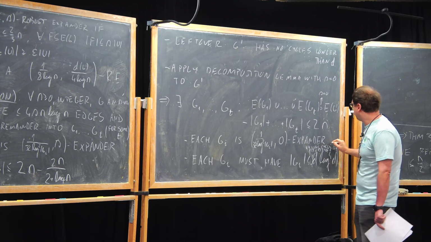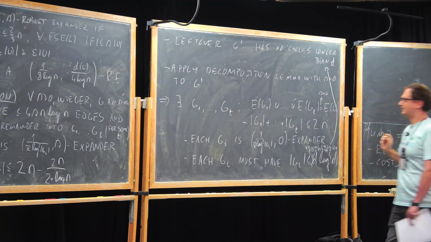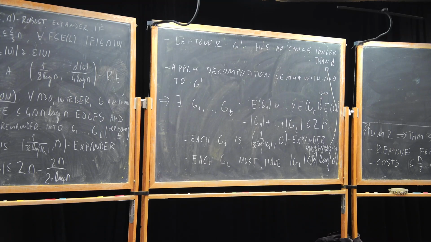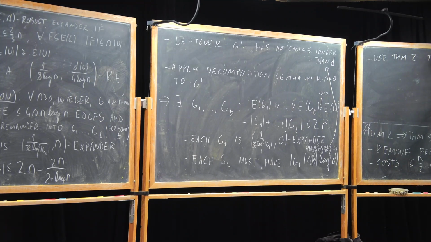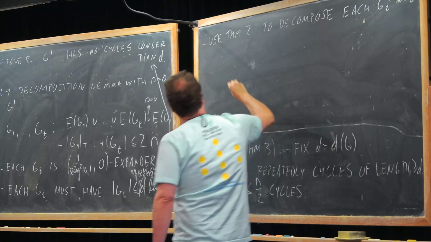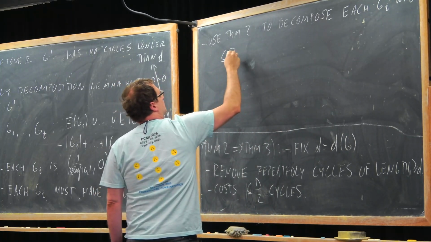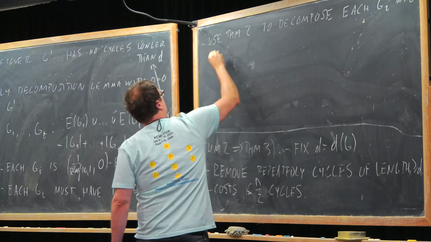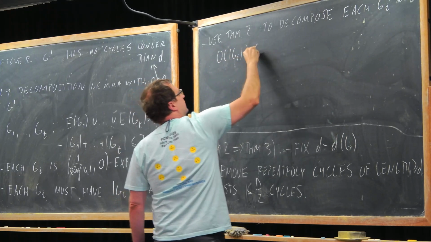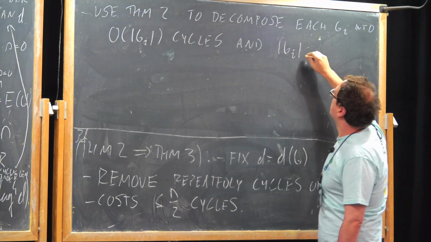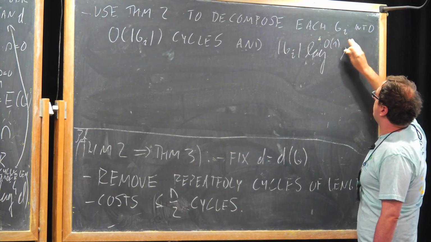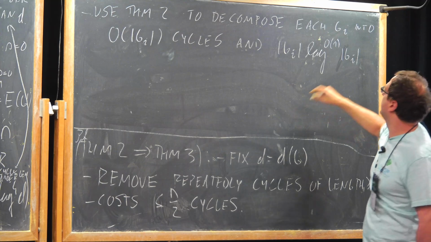From the first class, and that. OK? So now use theorem 2 to decompose each GI twice into, well, big O of size of GI cycles and size of GI polylog size of GI edges.